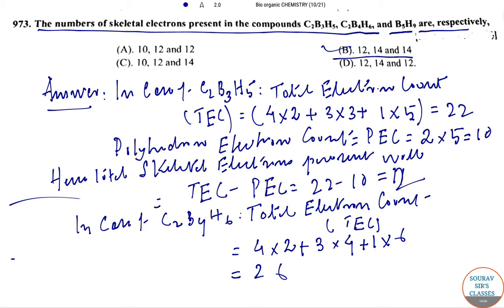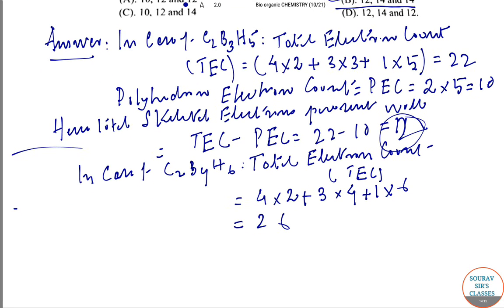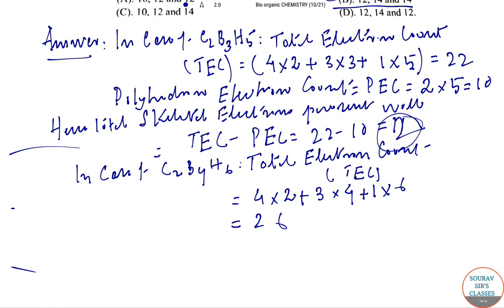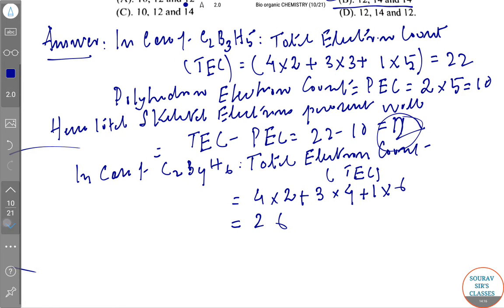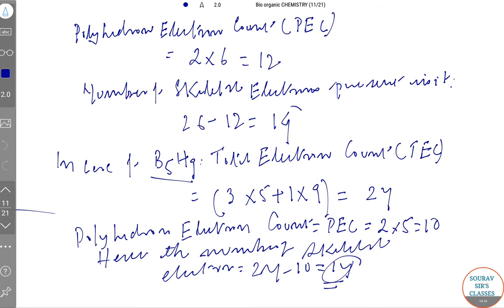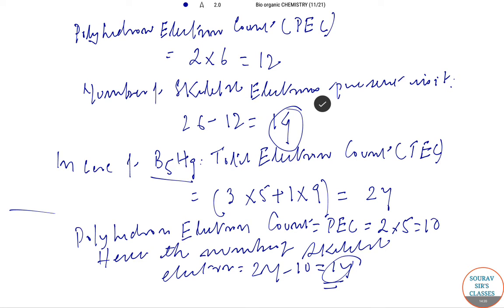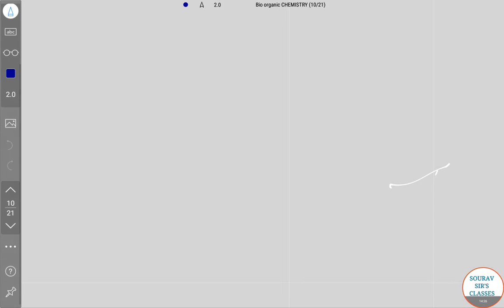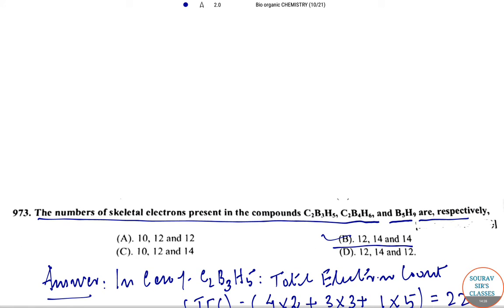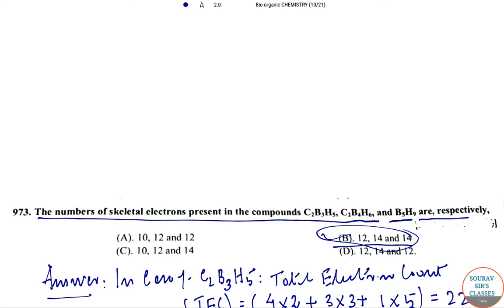I got 12 for the first case, 12, not 11. Then the second case was 14, and the third case also 14. So 12, 14, 14. Our correct option will be B. This is your correct option, B. Correct, 12, 14, 14.